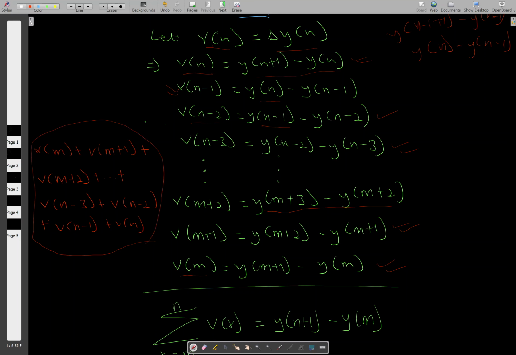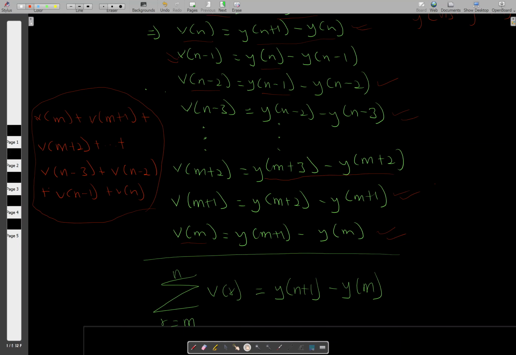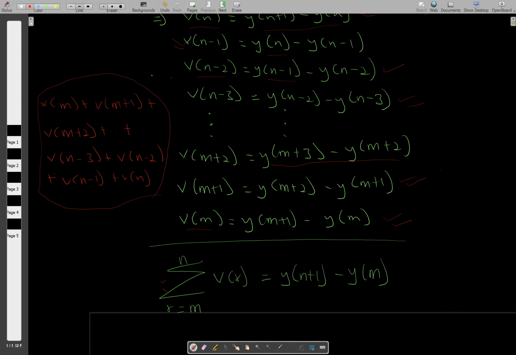We can write this in a compact form using the sigma notation. Okay, so this is the compact form, that is, the sum of v of r as r starts from m up to n. It means that when you expand this, the first term will be v of m, which we have here, then the next term will be v of m plus 1 plus v of m plus 2 up to v of n minus 3 plus v of n minus 2 up to v of n. Okay, so this is the same as this. Now let's consider the right hand side.